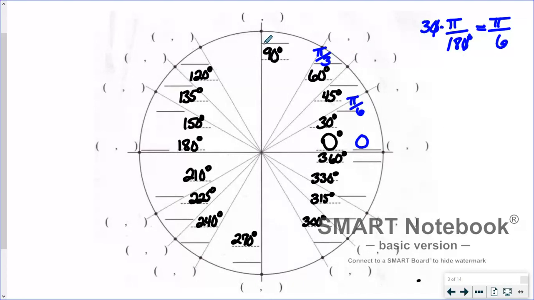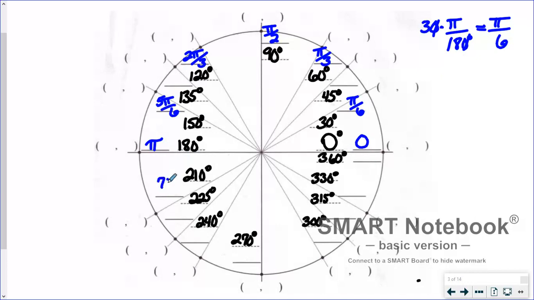I jump 30 degrees more. I have 3 pi over 6, which reduces to pi over 2. 4 pi over 6, which reduces to 2 pi over 3. 30 degrees more. 5 pi over 6, which doesn't reduce. 30 degrees more. 6 pi over 6, or just pi, which we should know, right? 180 degrees is equal to pi.